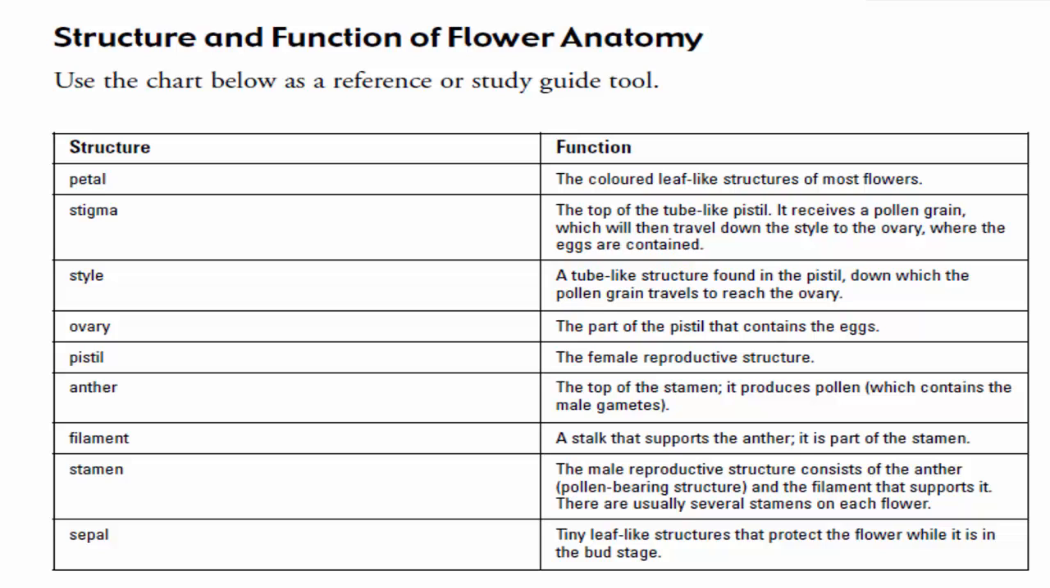So for instance, the petal is the colored leaf-like structure. Stigma is the top of the tube-like pistil, receives a pollen grain, which will then travel down the style to the ovary where the eggs are contained. I think you can read, right? So I'll leave that on the screen here for a second, and you can just make sure you know both structure and function.